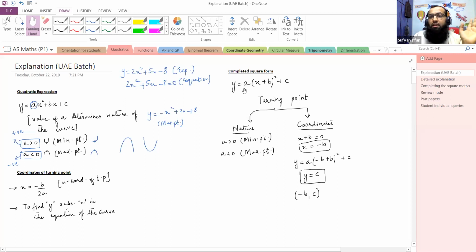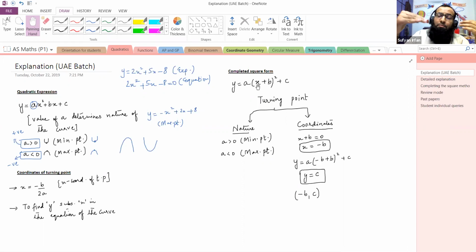This is not the right thing. This is not the right concept, I would say. Whenever you have to find the coordinates of turning point, you can find it directly using this form. There's no need to convert into completed square form. However, in few questions of functions in quadratics, the first part tells us to convert into completed square form, and it's only then that we are asked to give the coordinates of turning point.